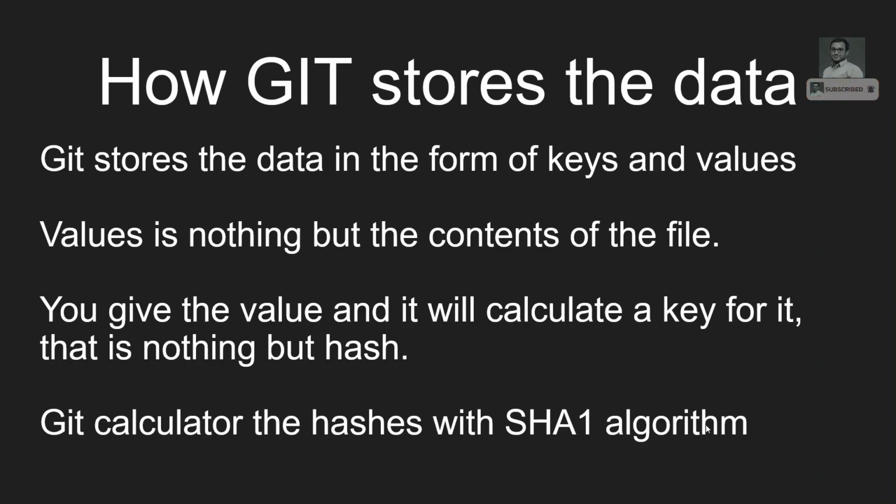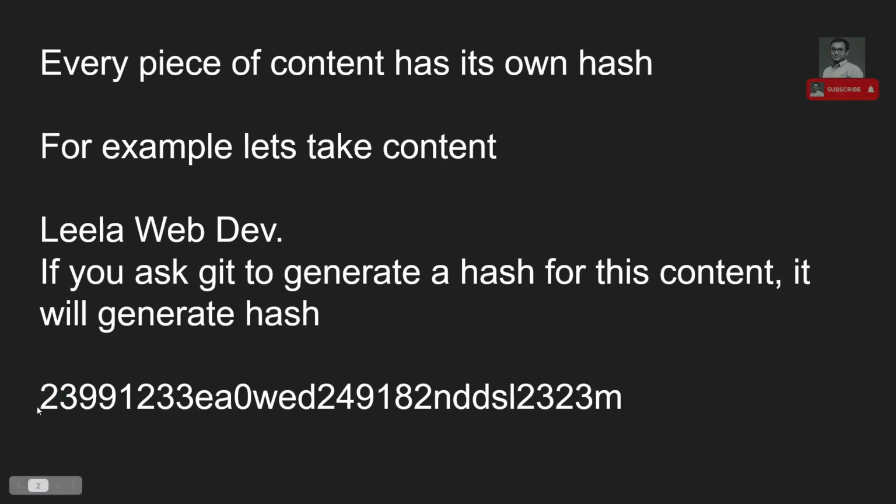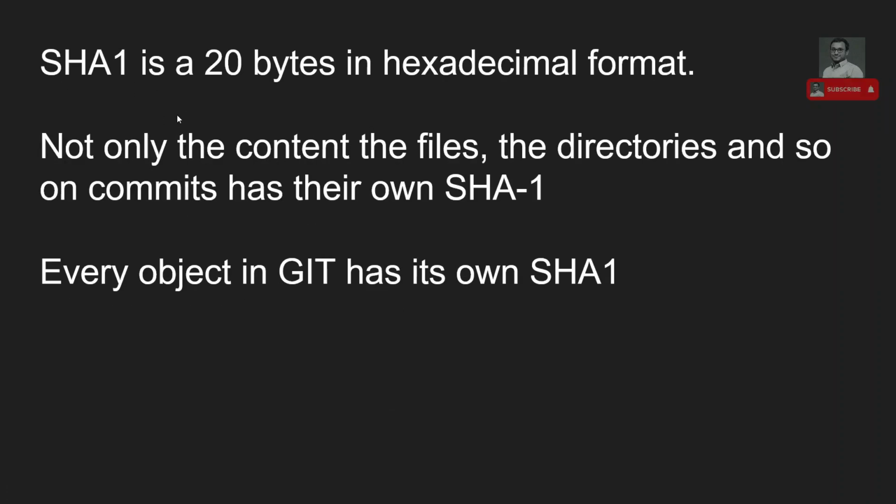So what is this SHA1 algorithm? It is a 20 bytes hexadecimal digit actually. So what is happening? For example, let's take the content Leela Web Dev. For this Leela Web Dev, if you ask Git to generate a hash for this content, it will generate a hash something like a 20 digit number, something like this. It may not be the correct hash, but the hash will look like this. So SHA1 is 20 bytes in hexadecimal format.